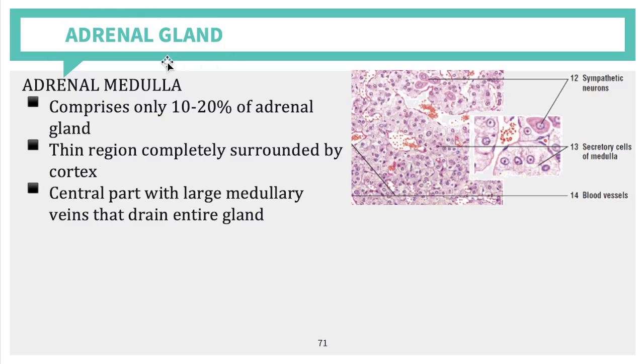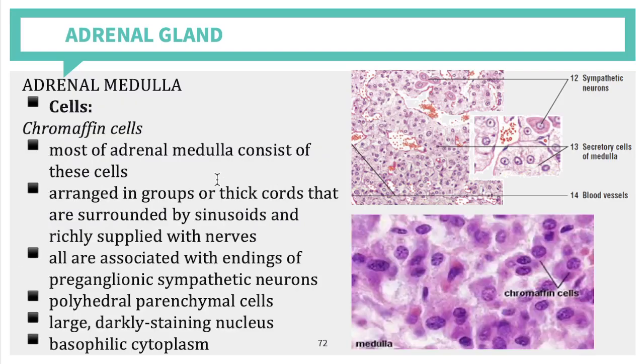Your adrenal medulla is only 10 to 20% of your adrenal gland. It's very thin, completely surrounded by your cortex, and the central part with large medullary veins that drain the entire gland, okay? So what are the cells that we can see in your adrenal medulla?